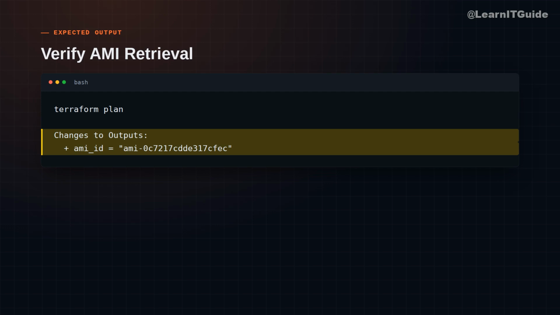If you run this again in 3 months and Canonical has released a newer image, Terraform will automatically detect that new ID. You do not have to touch your code.